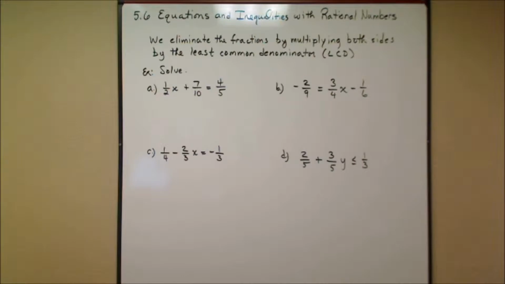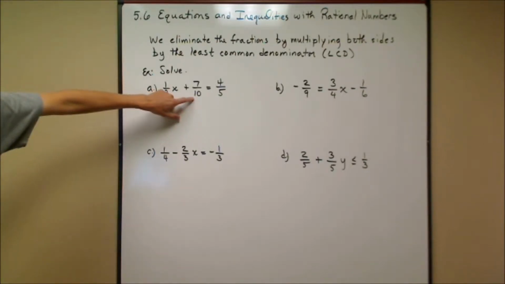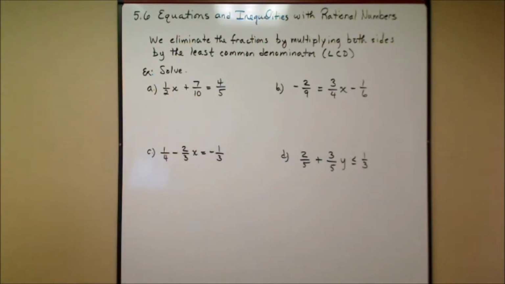I'm going to get rid of the fractions by finding the least common denominator, multiplying every term on both sides by the least common denominator. That's the key step. Every term, both sides. So if I look at the first, I have a half, I have 7/10, I have 4/5. I can tell you right now that my least common denominator here is going to be 10. I'm going to multiply both sides by 10. Every term, both sides by 10.